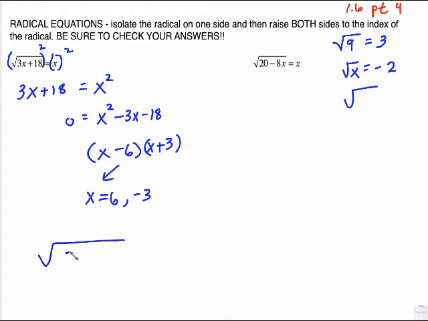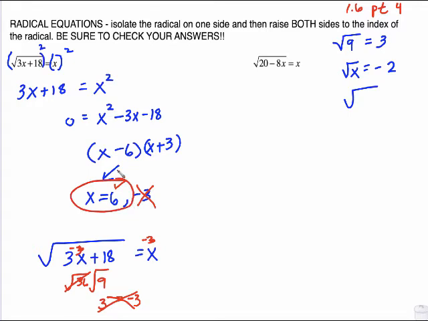So let's go back to the problem and take a look at this from a checking standpoint. That's just the problem written again. And let's put 6 in here for this x and 6 in here for this x and see what happens. 3 times 6 is 18. 18 plus 18 is 36. The square root of 36 is 6, so yes, 6 checks. Now if we put -3 in for this x, you're looking at 3 times -3 is -9, plus 18 is 9. The square root of 9 is 3, but that says it's equal to -3, which is not true, not possible, so the -3 gets tossed out. Our only solution is x equals 6.